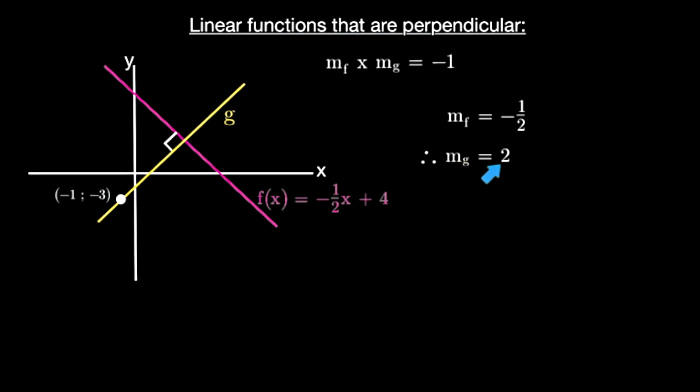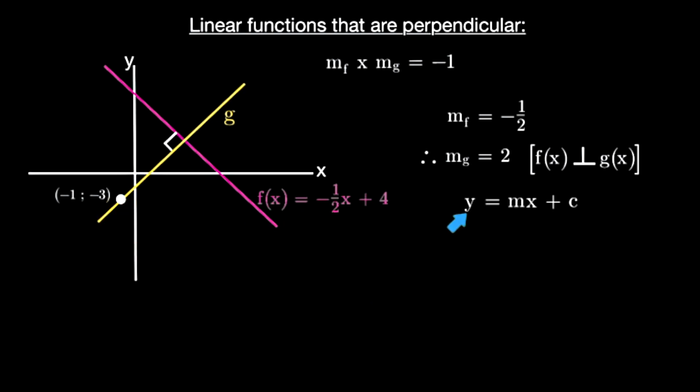And now we can use our reason because f(x) is perpendicular to g(x). That is what was given here. So now we have the gradient of g without even having two points on the straight line. So see, that is why it's important to know that when linear functions are perpendicular, when we multiply their gradients, the answer should be -1. So if we have one gradient, we can easily calculate the other line's gradient.